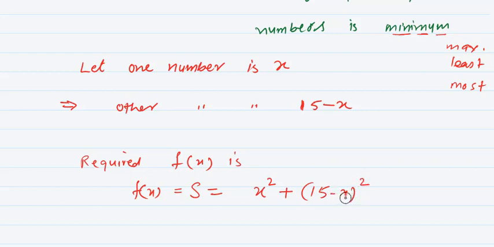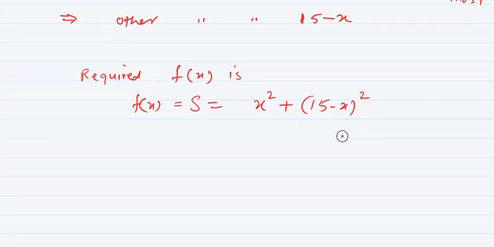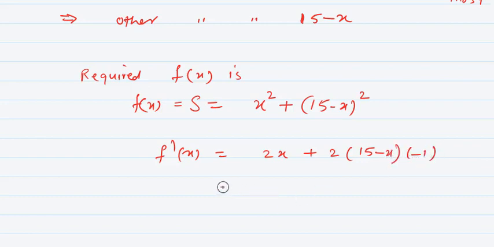Now you are at the level where you need to calculate the point of minima or maxima, which you have already done. You know very well we need to complete this in three simple steps. Number 1, calculate f dash x, which is clearly 2x plus 2 into (15 minus x) into minus 1 by using the chain rule. After simplifying, you get 4x minus 30. So this is f dash x. Step number 1 is done.